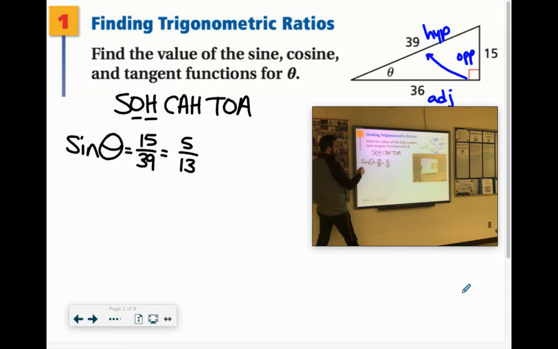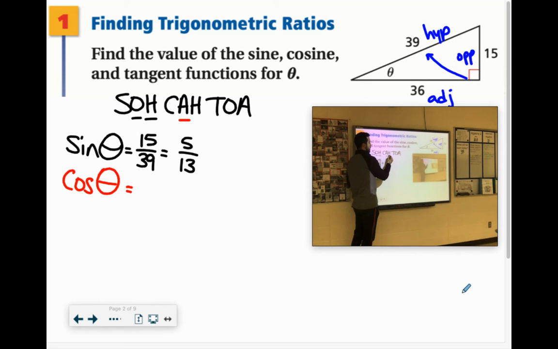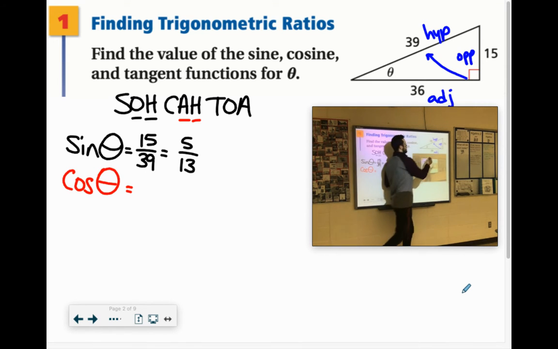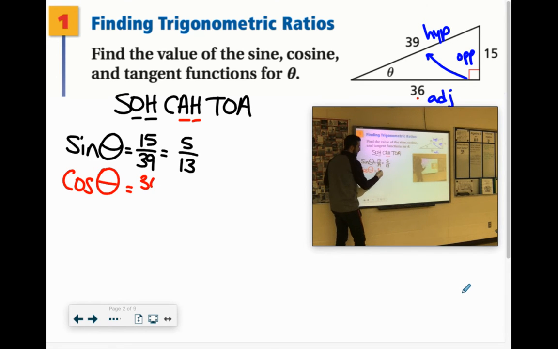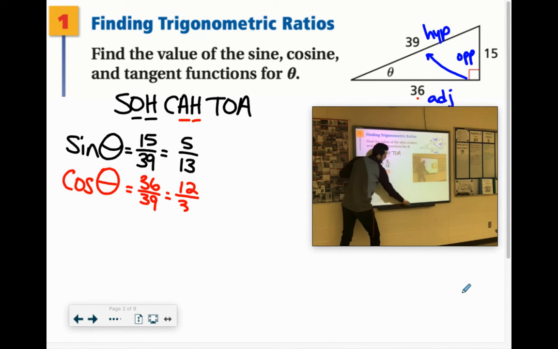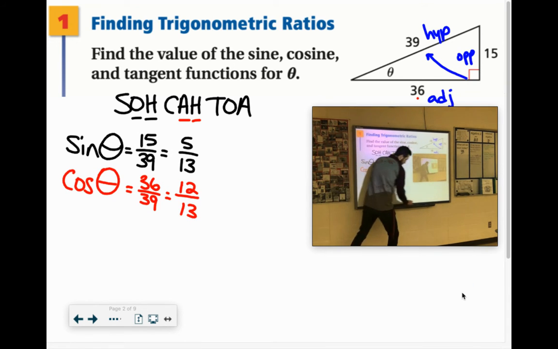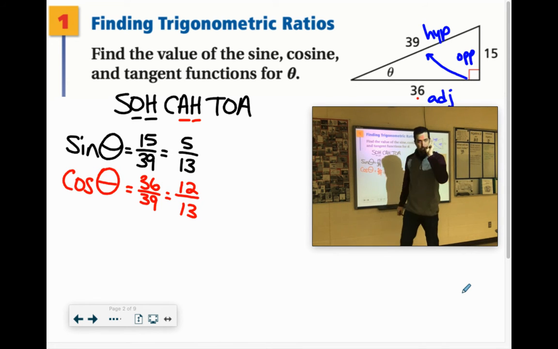The cosine of theta is the adjacent over hypotenuse. So the adjacent side was 36. The hypotenuse was 39. Again, both divisible by 3. 36 divided by 3 is 12. 39 divided by 3 is 13. Not 39 again, Joshua. Mr. Plant, I mean. Sorry, you're not supposed to know my first name.